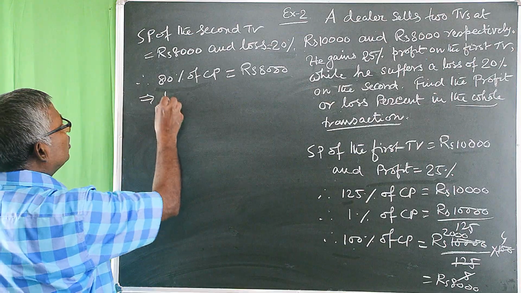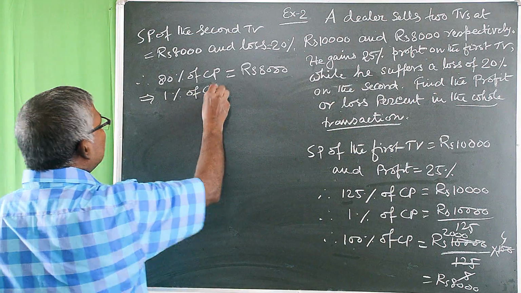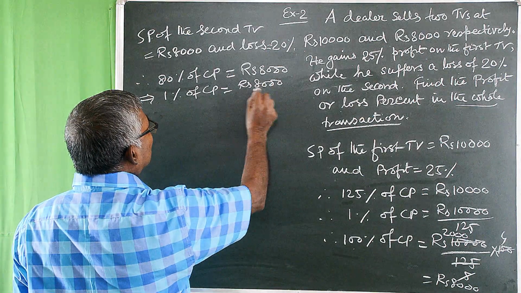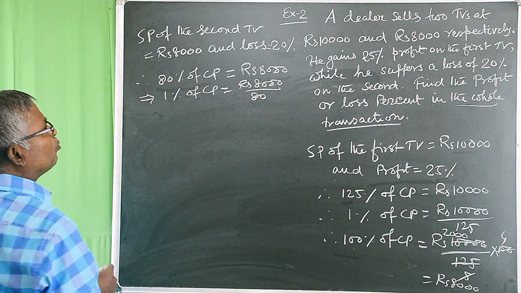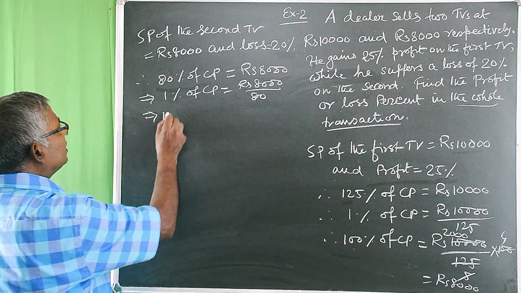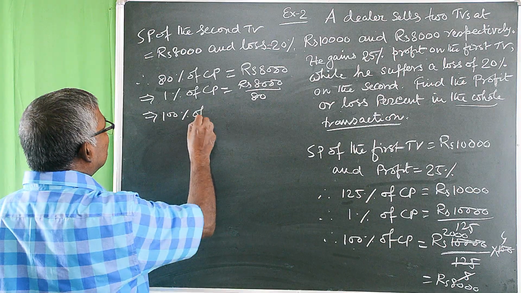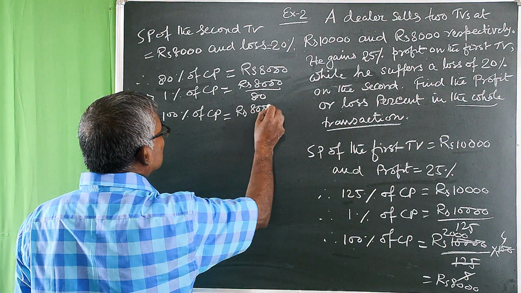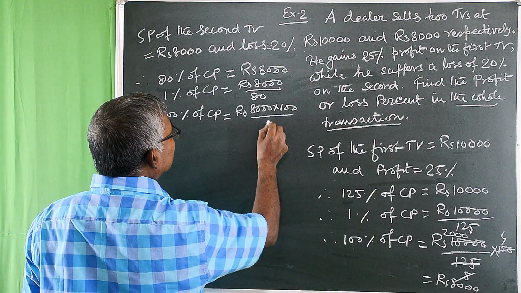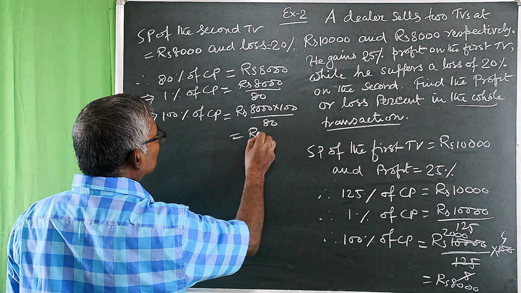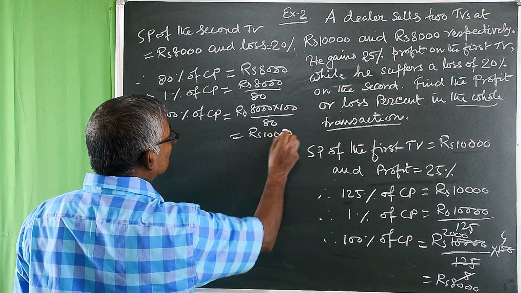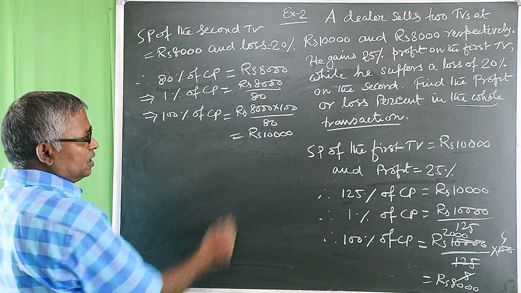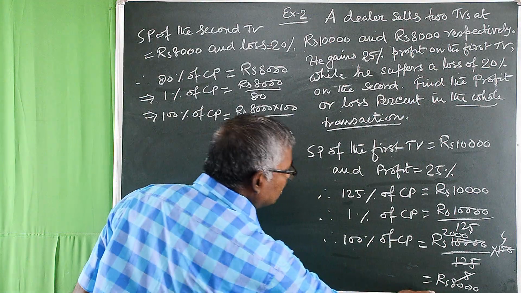This implies that 1% of CP equals rupees 8,000 by 80. This implies that 100% of CP equals rupees 8,000 into 100 by 80, which equals rupees 10,000. So the cost price of the second TV is rupees 10,000 and the cost price of the first TV is rupees 8,000.